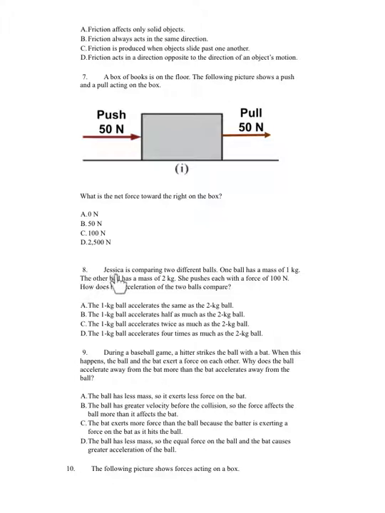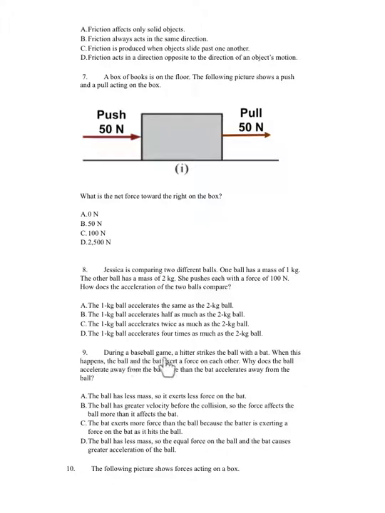Number 8. Jessica is comparing two different balls. One ball has a mass of 1 kilogram. The other ball has a mass of 2 kilograms. She pushes each with a force of 100 newtons. How does the acceleration of the two balls compare? A. The 1 kilogram ball accelerates the same as the 2 kilogram ball. B. The 1 kilogram ball accelerates half as much as the 2 kilogram ball. C. The 1 kilogram ball accelerates twice as much as the 2 kilogram ball. D. The 1 kilogram ball accelerates 4 times as much as the 2 kilogram ball.